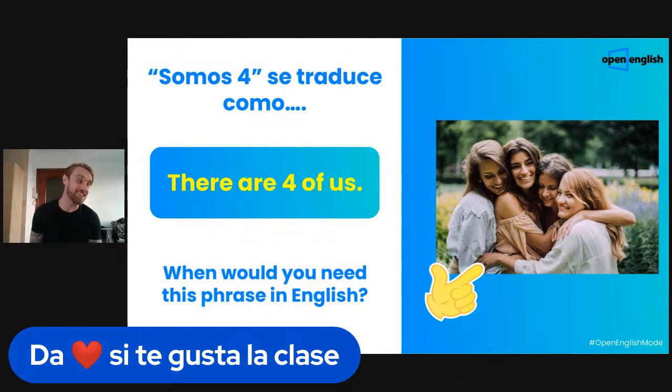Restaurant reservations. Yes, muy buen ejemplo. Si quieres hacer una reserva en un restaurante, how many people? Somos cuatro. There are 4 of us. No se dice we are 4 people. I mean, se entiende, no os voy a mentir. Si alguien me dice eso, voy a entender, pero no es correcto. Suena poco raro.